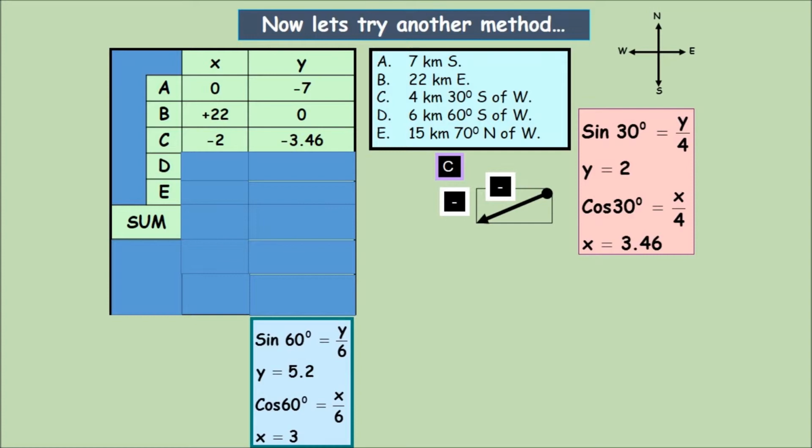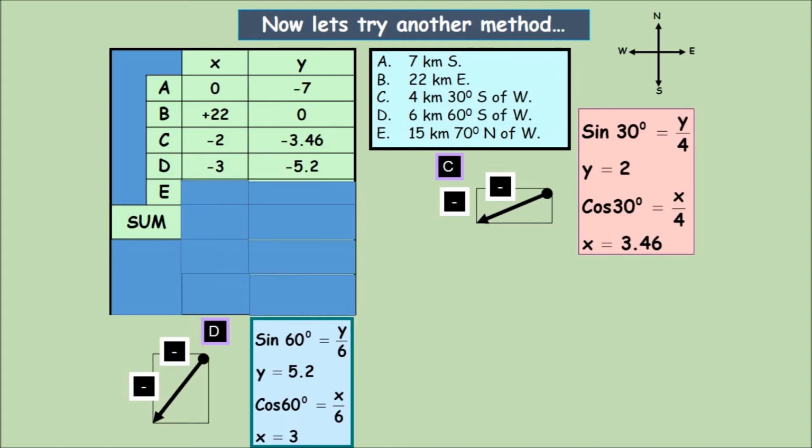Excuse me. Same is true for D. And then it's going to be negative because it's obviously south and west as well. And that's going to be the value. Okay, so that is A, B, C, D.